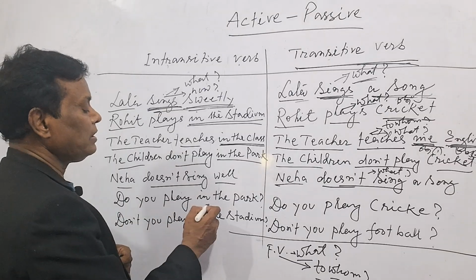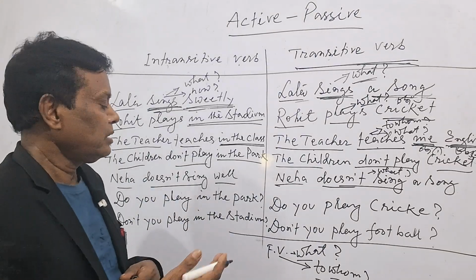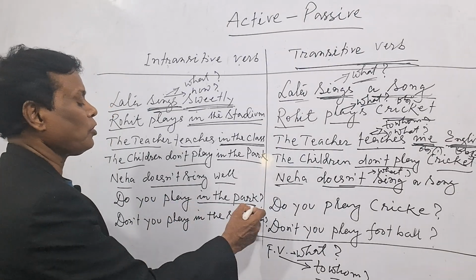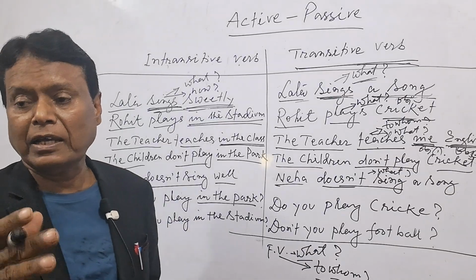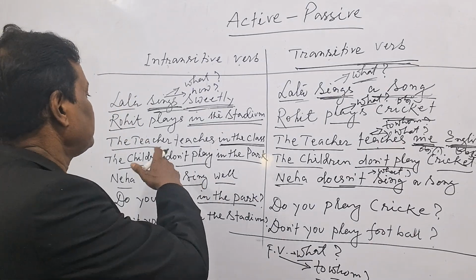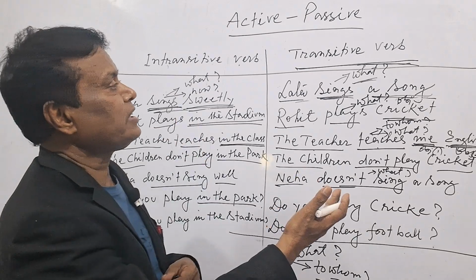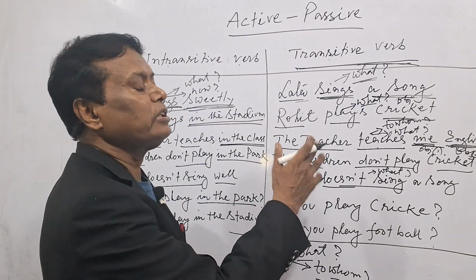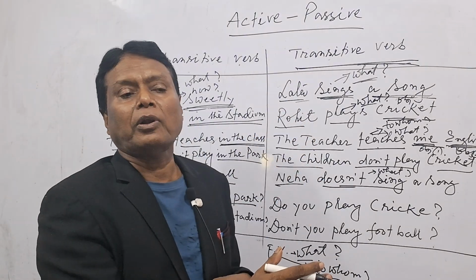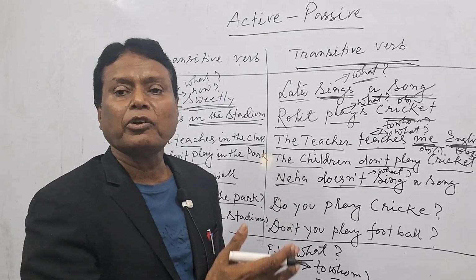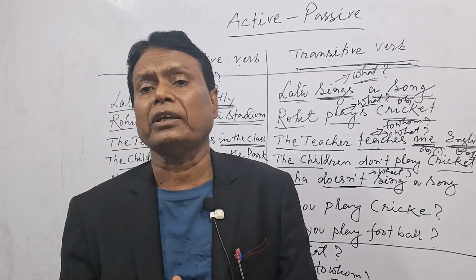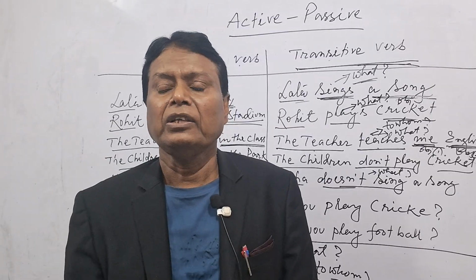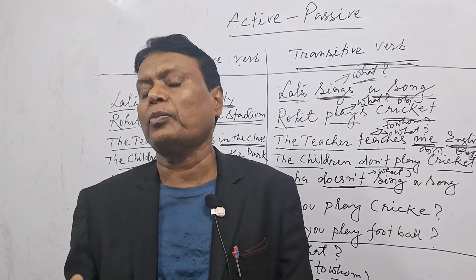Do you play in the park? Question. Cannot convert into passive because in the park the object is nil. So whatever the sentence may be, whether transitive or intransitive, if an object is there, then you think it is transitive, possible. It may be positive, negative, interrogative, any sentence, we can convert it. If object is there, yes; if object is not there, we cannot convert into passive.